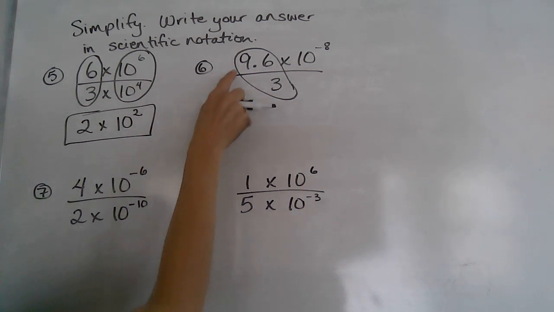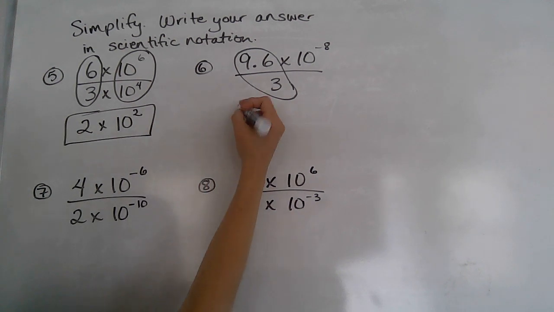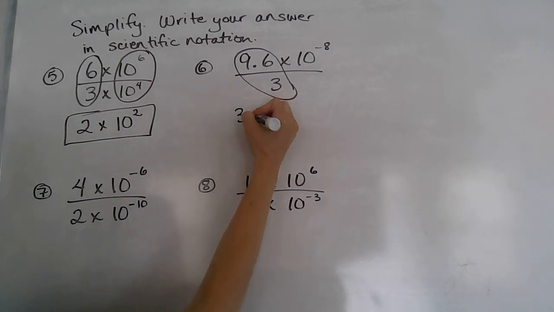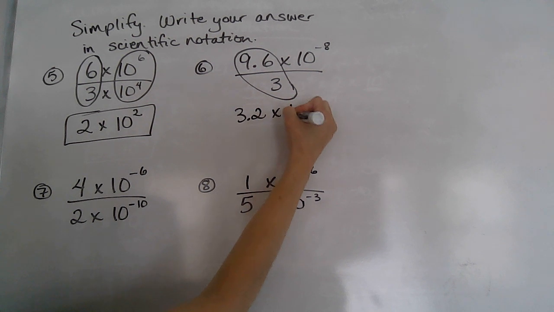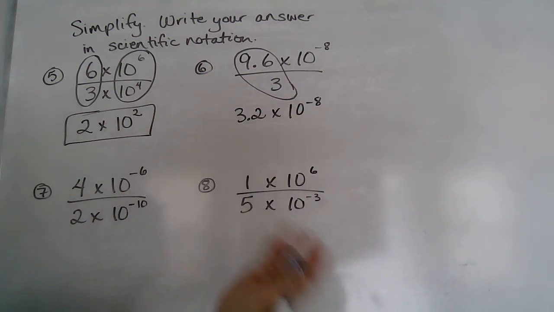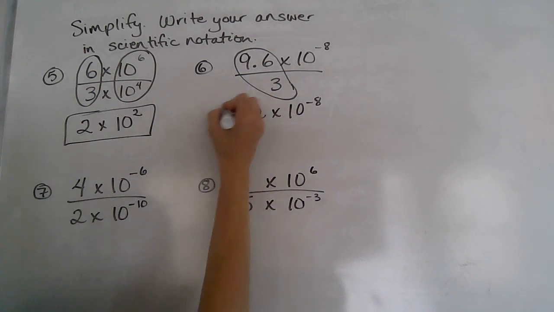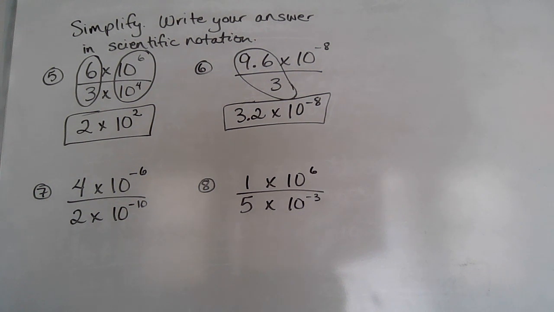So 9.6 divided by 3 gives us 3.2. And the 10 to the -8 tags along. It's already in scientific notation, so we do not have to change anything. We are done. Hopefully I got both of those right so far.